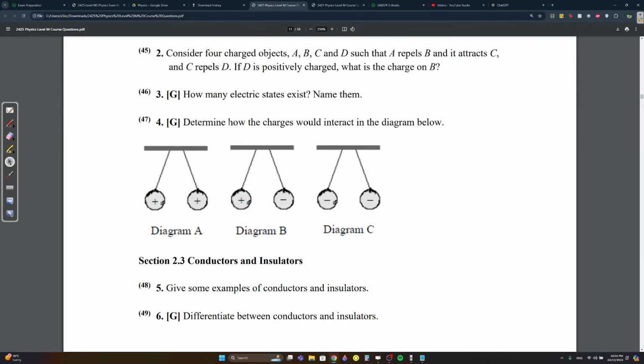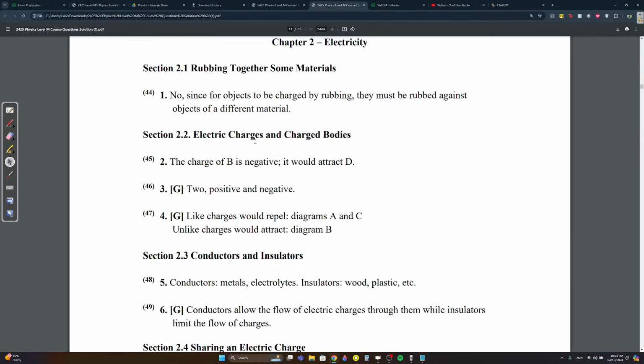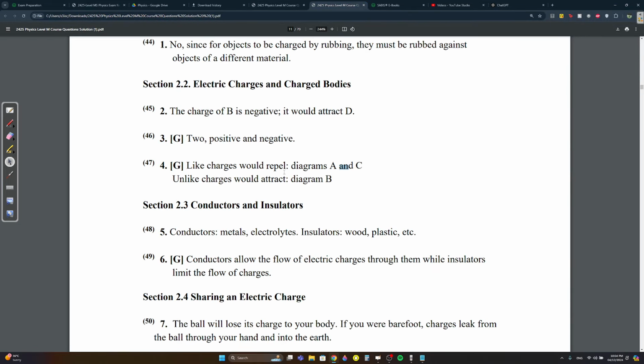Determine how the charges would interact in the diagram below. Here it's repel. Here it's attract. Here it's repel. Come on, guys. Okay, repel in A and C, attract in B.